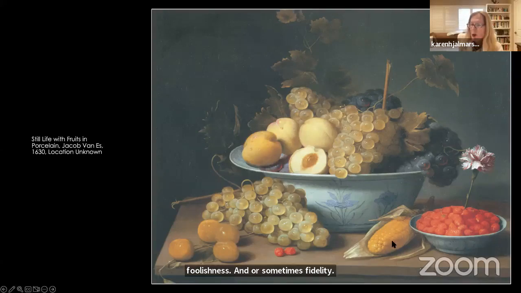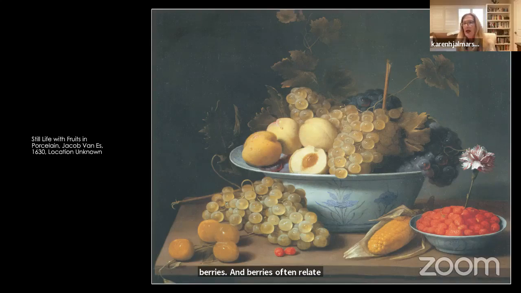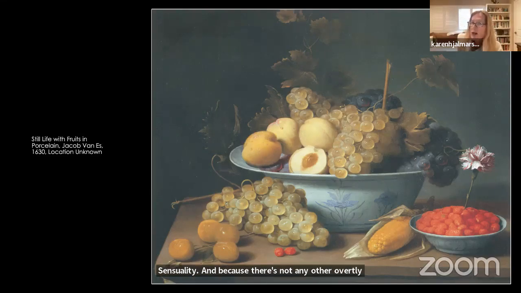Second of all, we have these red berries. And berries often relate to romantic love, sensuality. And because there's not any other overtly religious references, I'm going to say that this is more for the temporal world. It doesn't really discuss a more spiritual aspect.